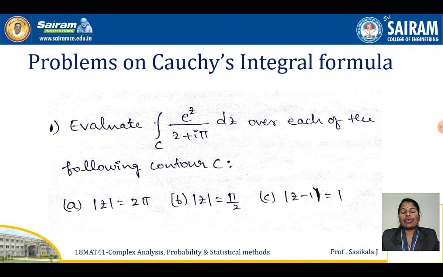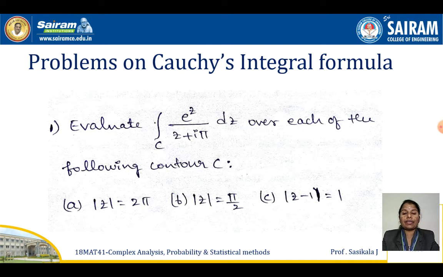Okay, so let me go with the first problem. Evaluate the integral of e^z / (z + iπ) dz over each of the following contours. For each contour you are going to evaluate the integral. The first is |z| = 2π, the second is |z| = π/2, and the third is |z - 1| = 1. So generally, what does Cauchy's integral theorem say?